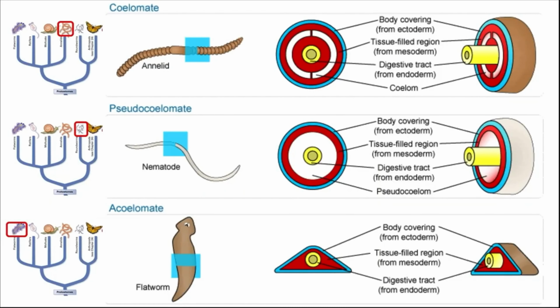The last body plan we'll discuss are the acoelomates, that is, organisms that lack a coelom. To illustrate this, we'll look at a flatworm. You can see that the flatworm is on the far left of the taxonomic tree. On the bottom right, you can see that the flatworm has ectoderm, mesoderm, and a digestive tract that stems from the endoderm. The acoelomate does not have a coelom.